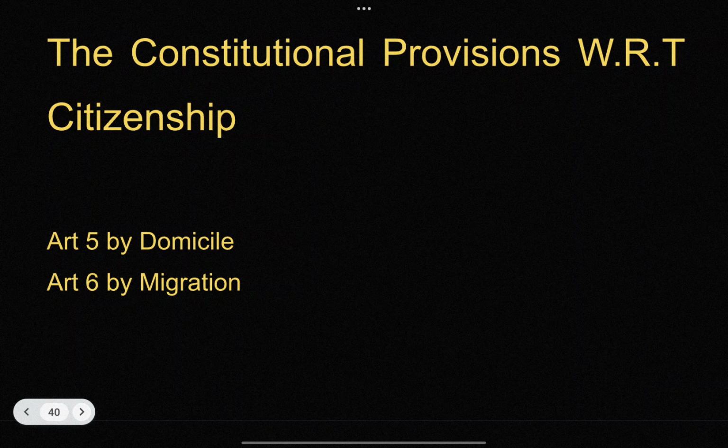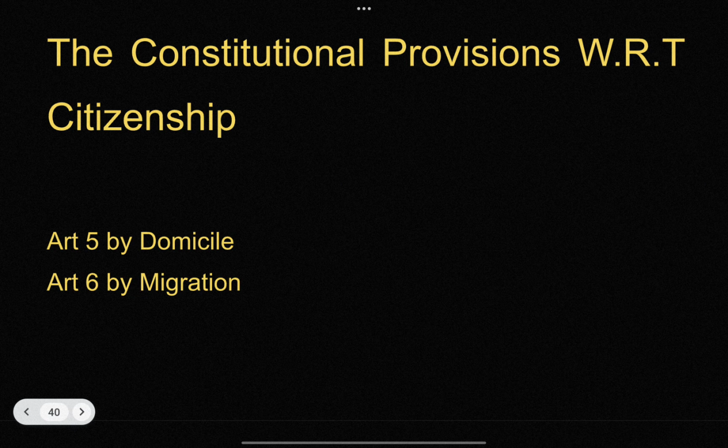Now we are going to understand migration, mentioned in Article 6. A person who has migrated to India from the territory now included in Pakistan, dated 19th July 1948.